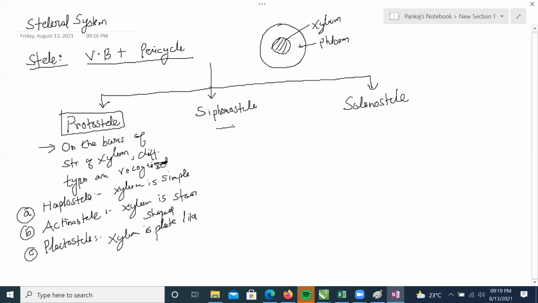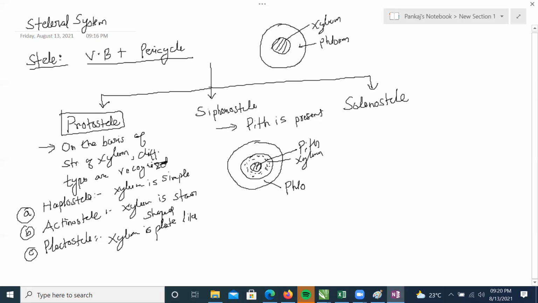Now, what is siphonostele? In case of siphonostele, what happens? Pith is present. Okay. So we can draw the diagram like this. Suppose this is a structure. So, let it be. This is a pith. This structure, let it be, is a xylem. Okay, and the outer structure is a phloem. So this is a siphonostele, right? That is the only thing we need to understand, that in case of siphonostele, pith is present.